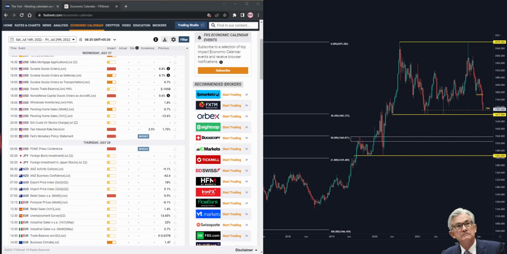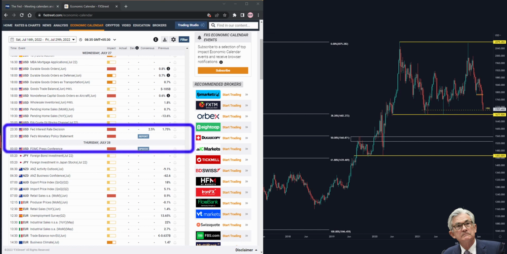On the economic calendar, our next week's economic event is the Fed FOMC interest rate decision. On Thursday, July 28, we have a press conference where the Fed can tell about its future decisions and what they think about the upcoming recession because of the rate hike.